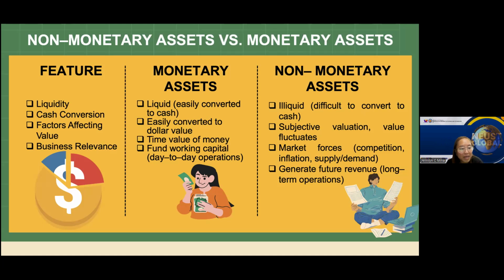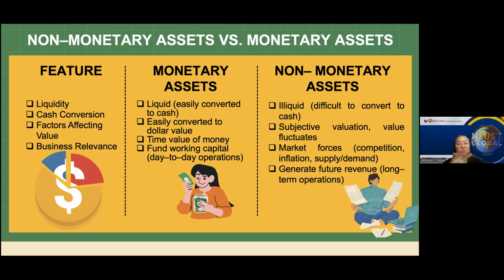It can also be based on the role in business. Monetary assets help businesses with daily expenses, but of course, non-monetary assets help businesses grow by generating income over time. For example, a restaurant uses cash, a monetary asset, to pay for ingredients and employee salaries, but it depends on kitchen equipment, a non-monetary asset, to cook the food and earn income in the long run. So these are the differences between non-monetary assets and monetary assets.